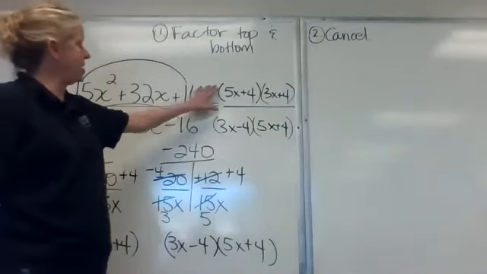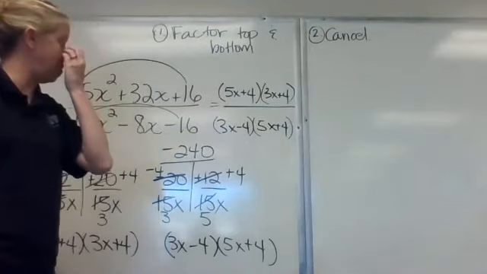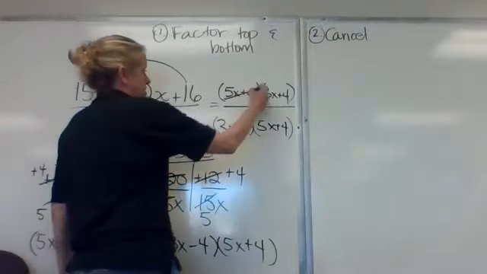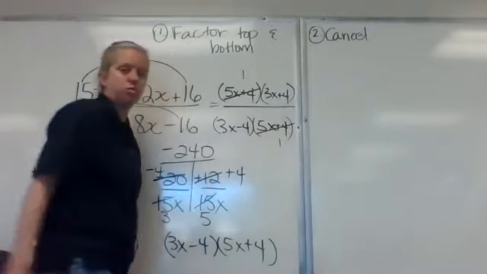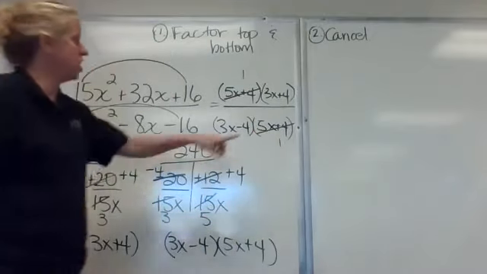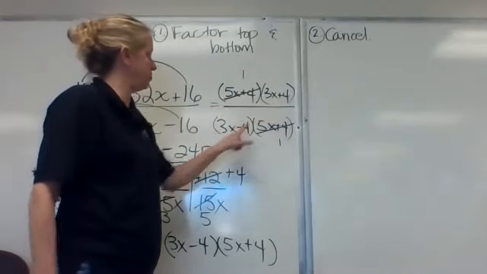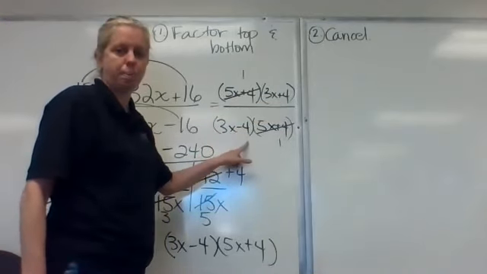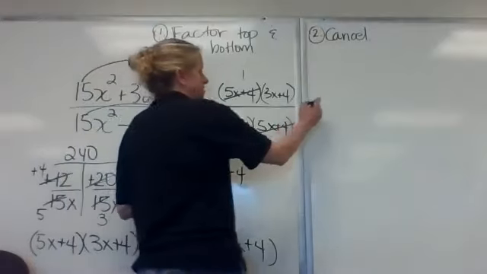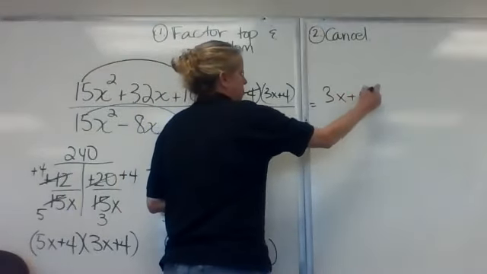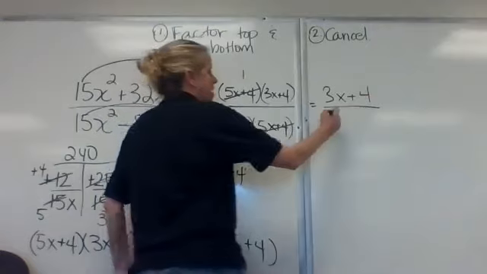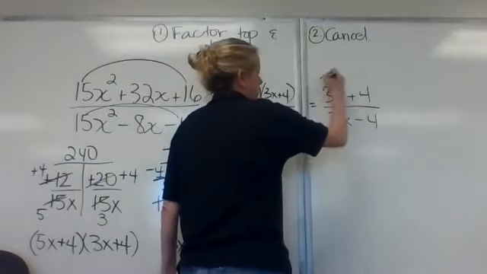So let's see, I don't have any of the factors that are the same in the top and the bottom, except this 5x plus 4 and that one will cancel. These are not the same, right? That's 3x plus 4. That's 3x minus 4. So that's what's left. In the top, I have 3x plus 4. In the bottom, I have 3x minus 4.